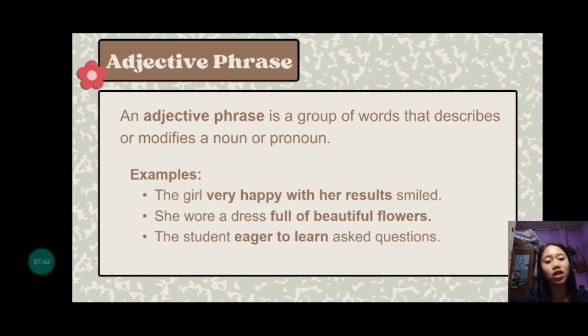Next is an adjective phrase. An adjective phrase is a group of words that describes or modifies a noun or a pronoun. For example, the student eager to learn asks questions. In this example, eager to learn tells us more about the student. It helps us understand what kind of student we are talking about.